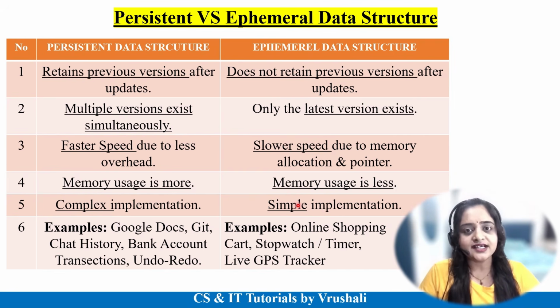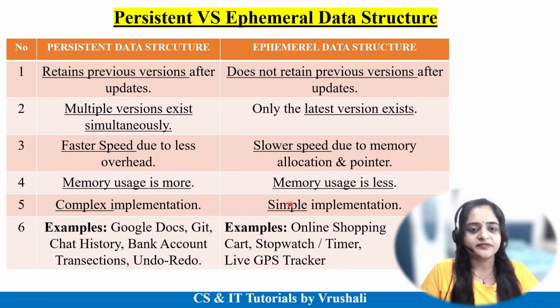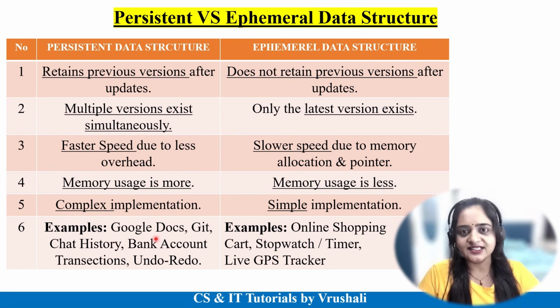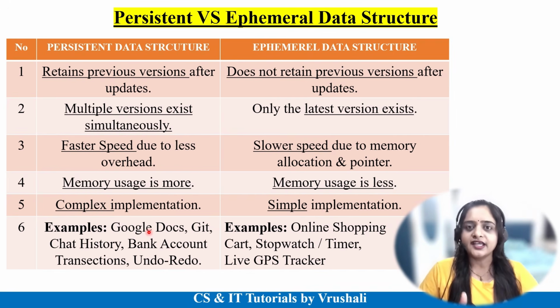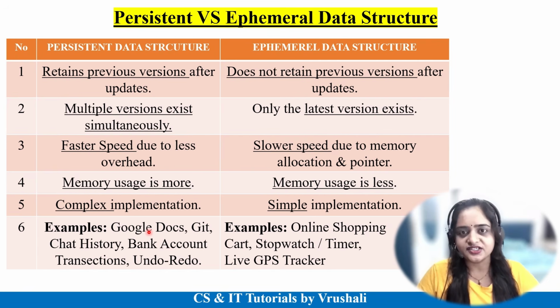Again, we will understand the same concept with different examples. See here, in persistent data structure, the best example is Google Docs. In Google Docs, auto save functionality is there. It saves your data by default. Again, chat history. Your previous chats are as they are in a particular chatting application and you add your new messages there, right? Bank account transactions, undo redo functionalities. So all these applications keep your previous data as it is and add the new data, new information there, which is called persistent data structure.